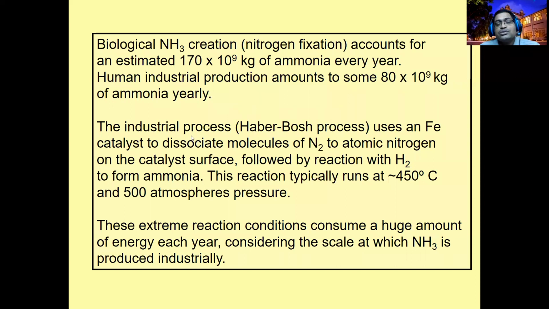In the industrial production of ammonia, we use iron as a catalyst to break the triple bond of nitrogen, N≡N, under high pressure, nearly 500 atm, and high temperature, 450 degrees Celsius. This is industrial production. Only under those conditions can nitrogen be reduced to NH3. But without this technique, how do microorganisms fix nitrogen? This is the question.